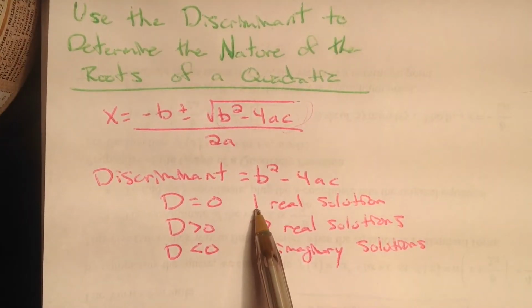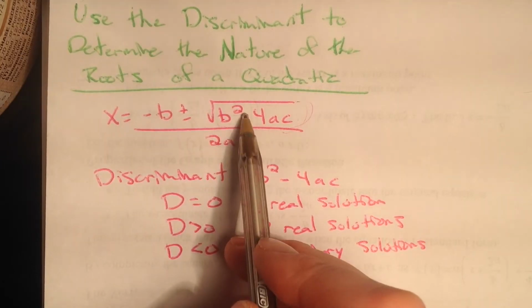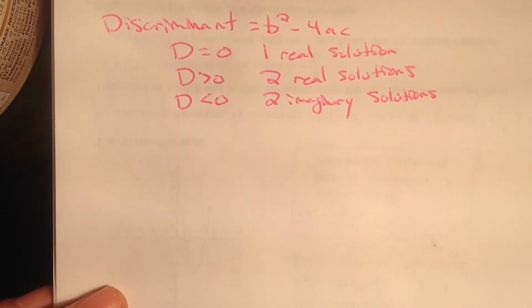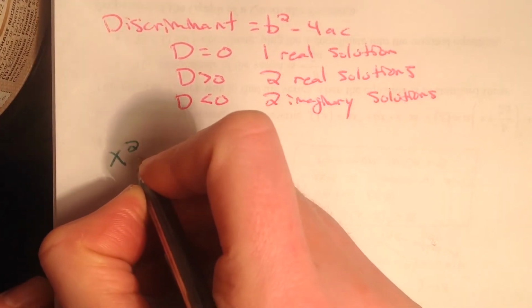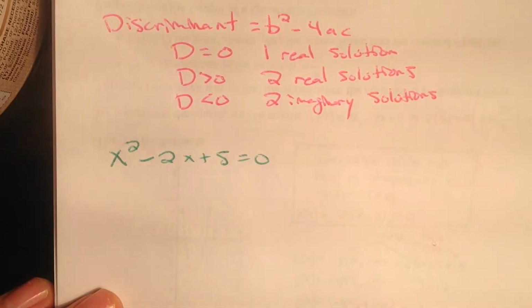The reason this only has one is because if this goes to 0, this plus or minus 0 is the same answer because plus 0 or minus 0 doesn't change the number. So we're going to use this info to figure out if something has one or two solutions, and if they're real or imaginary. So first off, let's say we have the quadratic function x squared minus 2x plus 5 equal to 0.